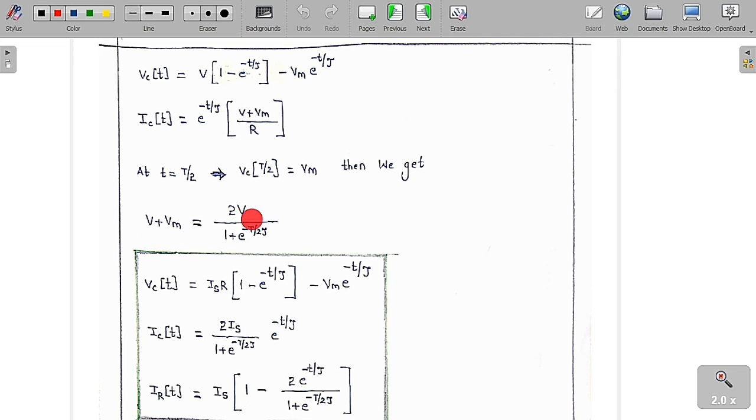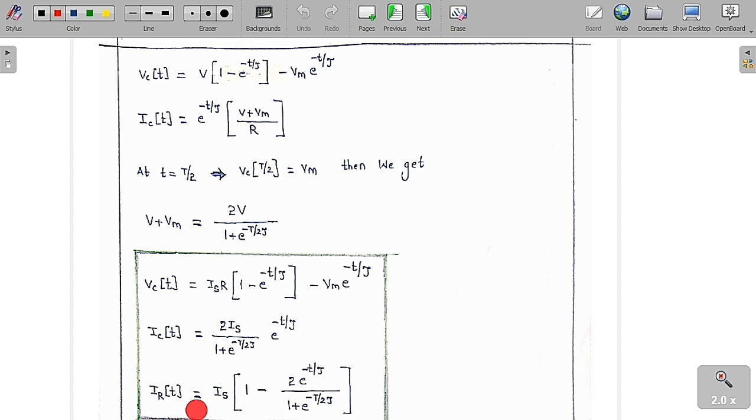But V plus Vm is equal to 2V by 1 plus e to the power of minus t by 2. Here, divided by R, so V is equal to Is into R, so R cancels. So finally we are going to get Ic of t is equal to 2Is by 1 plus e to the power of minus t by 2 into e to the power of minus t by 2. So just substitute V plus Vm here, and if you simplify, we are going to get this expression.